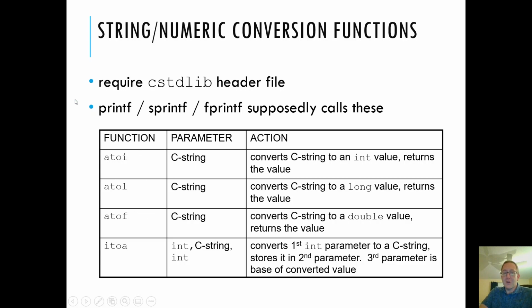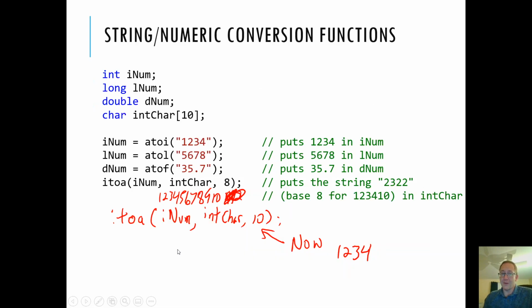In fact, supposedly under the hood, printf, sprintf, and fprintf all call these functions down here to actually do this conversion from an integer to a string. When we do that %d, it's actually calling a2i, a2l, a2f, one of these functions. We also have another way of converting from an integer to an ASCII string. So we put in a number, we have the string, the character buffer that we're going to put things in, and the third parameter is the base that we're going to convert to. That's a weird thing, but hopefully we'll have an example of it.